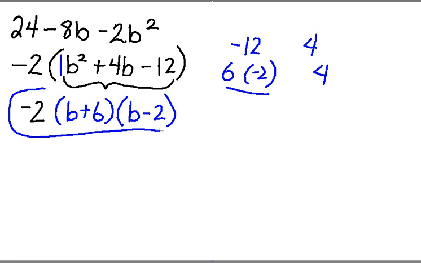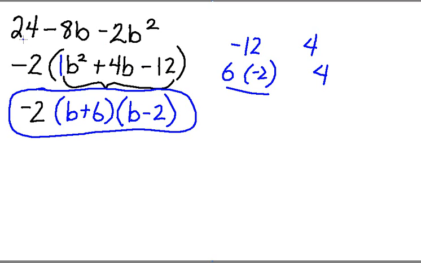The moral of the story is twofold. First of all, always try to get a positive sign in front of your squared term, like we've done here. So if it's a negative, go ahead and factor out the negative and change the sign on everything. Notice my negative 2b squared became a positive. My minus 8b became a positive. My positive 24 became a negative. So when we factor out that negative, the sign of everything changes.